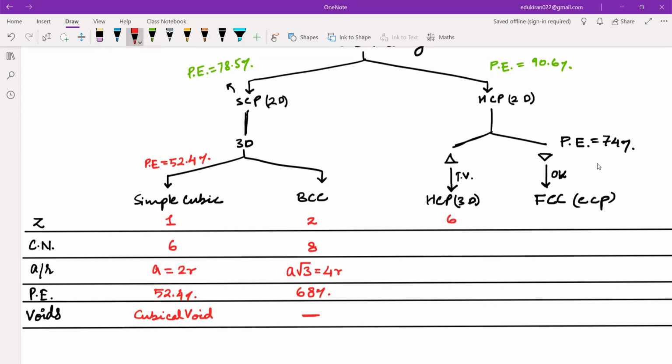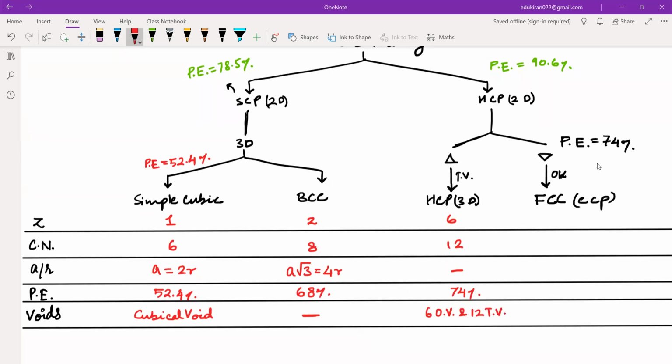Coordination number is 12. We have seen the relationship between A and R, you don't need that here. Packing efficiency is 74%. And in this we have 6 octahedral voids and 12 tetrahedral voids.